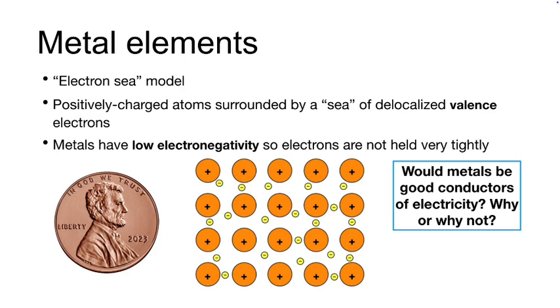Right? So if we consider now conductivity, should metals conduct electricity well? Well, what was electricity? The movement of electrons. So if metals don't really have any strong affiliation with their electrons, are they going to allow electrons to move by them relatively quickly? Yeah, which means metals are great conductors of electricity.